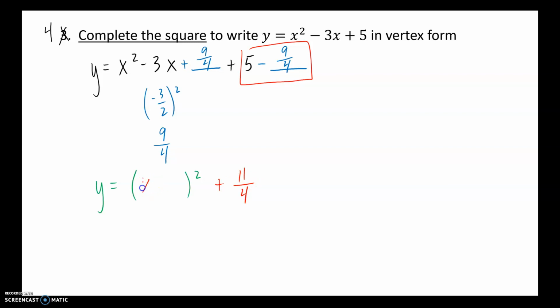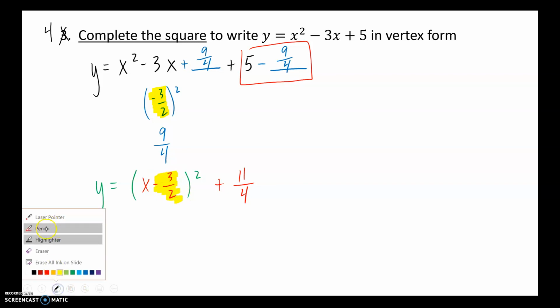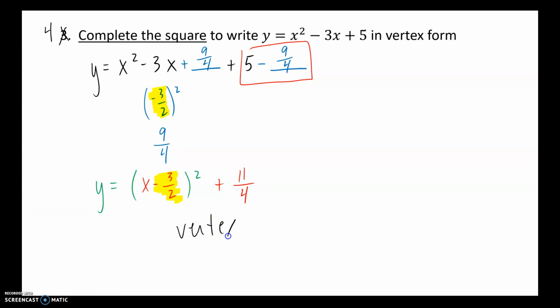Now what goes in here? This is very simple. X minus 3/2. Where did my -3/2 come from? I had already determined that when I took half of the value of b. So now from here, I automatically have my vertex. The coordinates of my vertex are +3/2, comma 11/4. All right, so I really want you to work on combining these with a calculator.